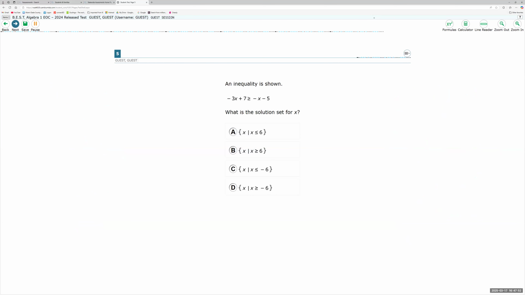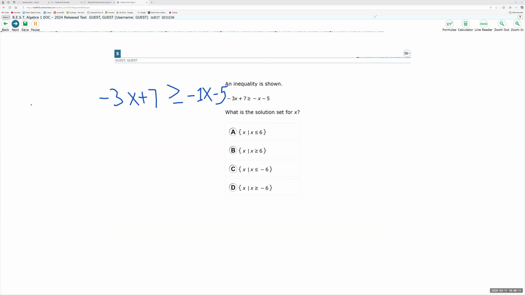All right, another inequality for number 5, or set of inequalities, we'll see. So let's go ahead and do that. Okay, it's only one inequality, it seems. So we have -3x plus 7 is greater than or equal to -1x minus 5.